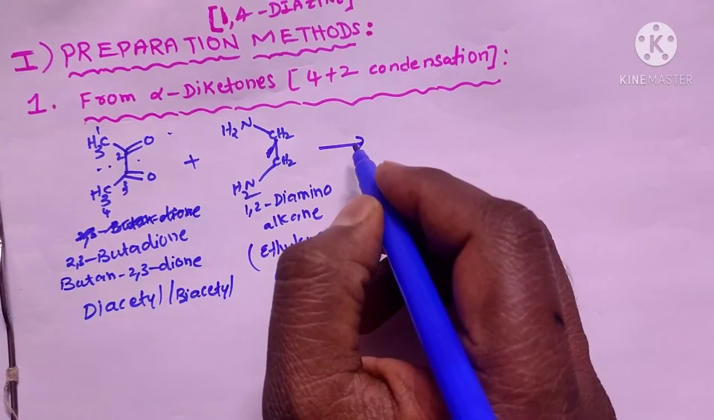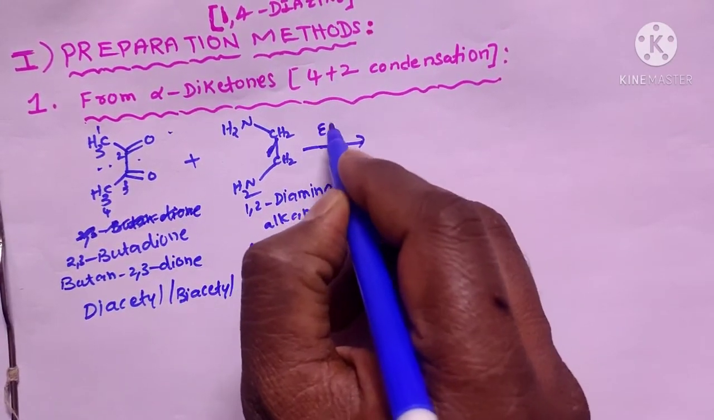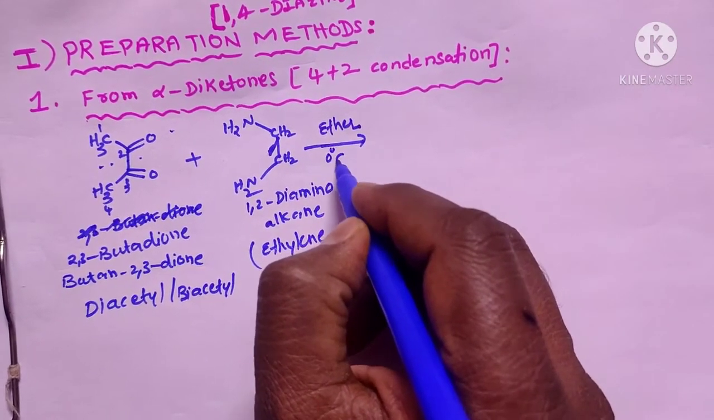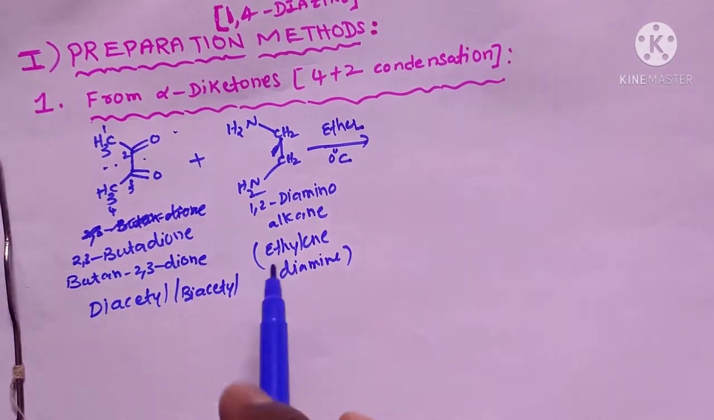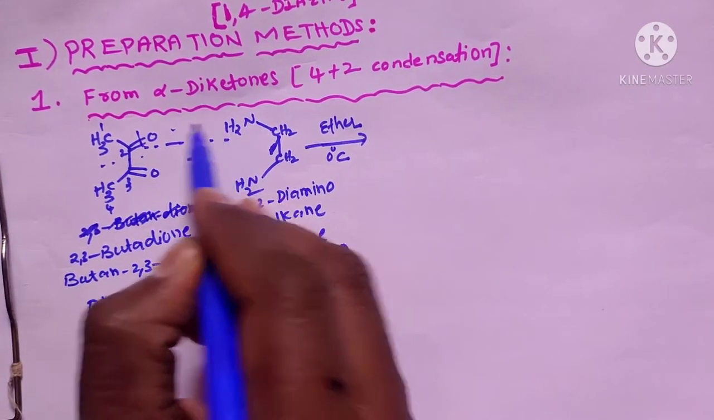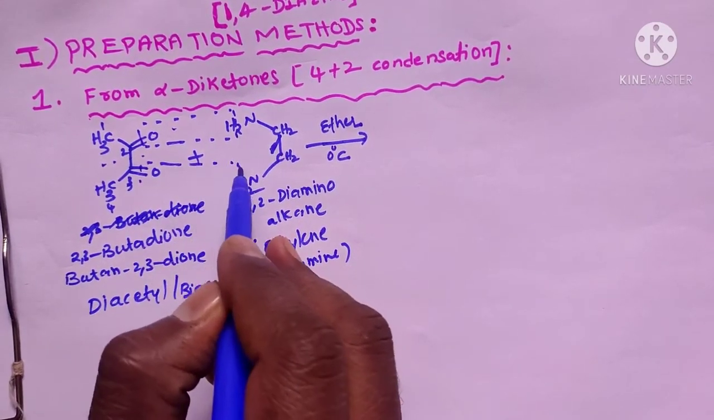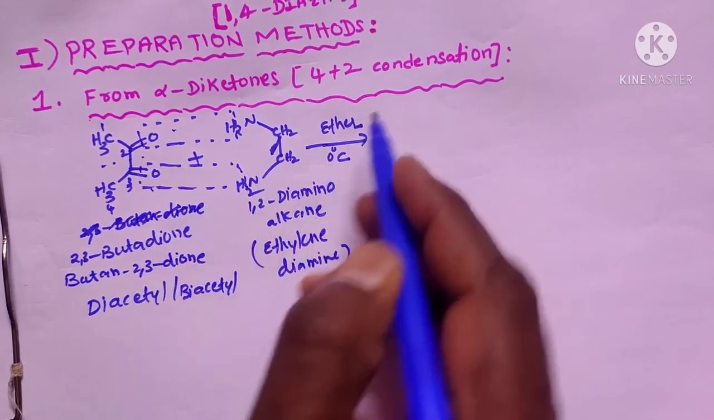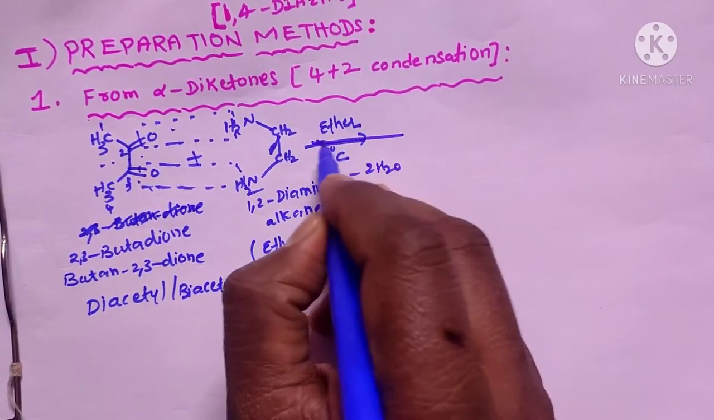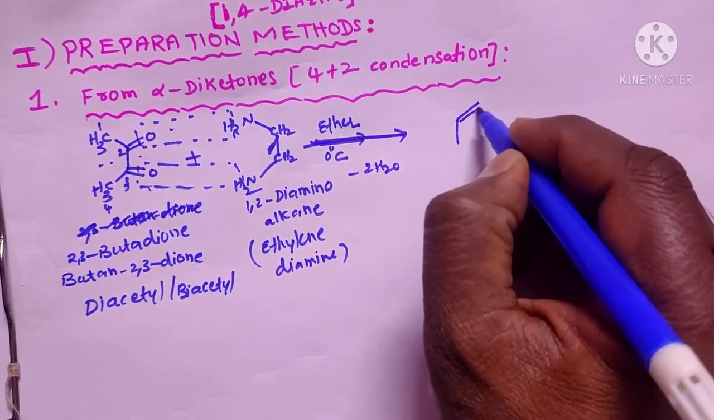So now what happens here, we have to heat this in the presence of ether at 0 degree centigrade. So this reaction occurs at 0 degree centigrade. As a result, look here, water molecules go outside. So 2 moles of water molecules go outside. As a result, we get the condensed product.